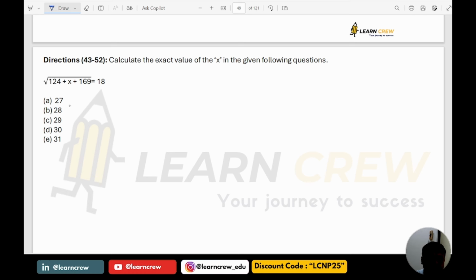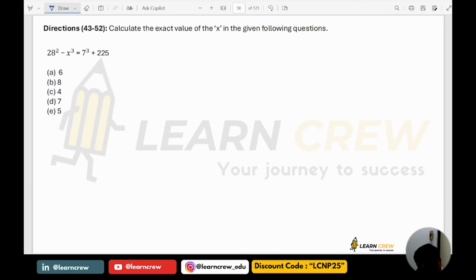Next, 124 plus 169 is 293. 293 plus x is equal to 18 square, 324. So x will be how much? 31.